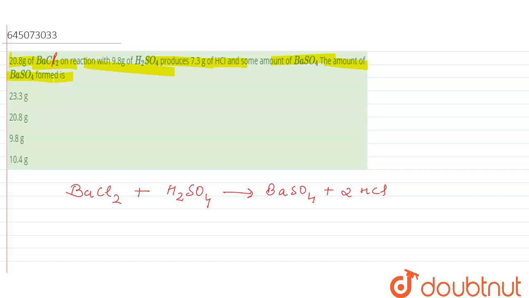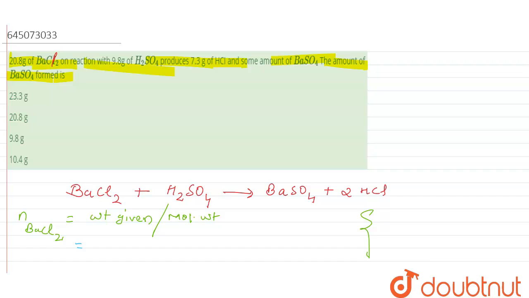Now we can calculate the number of moles of BaCl2 from this, because the weight is given for BaCl2 as 20.8 gram, right? So the moles formula is the weight given divided by the molecular weight. Molecular weight can be found out for BaCl2. I will do this on the left hand side so that we can substitute the values over here directly. We need to find the number of moles, right?